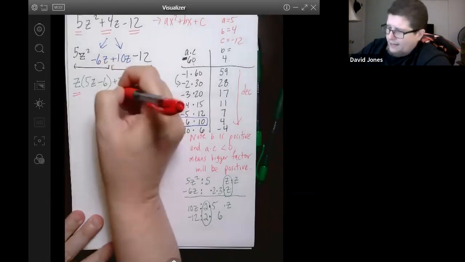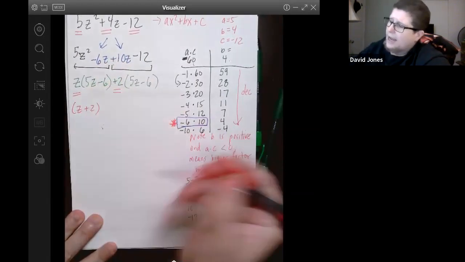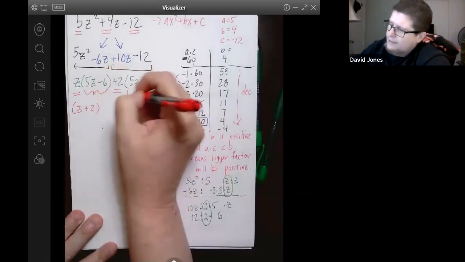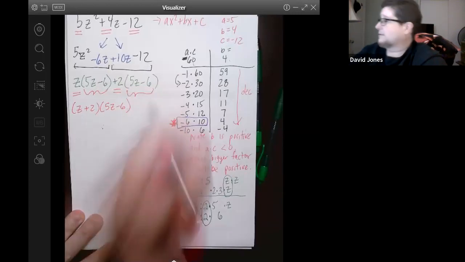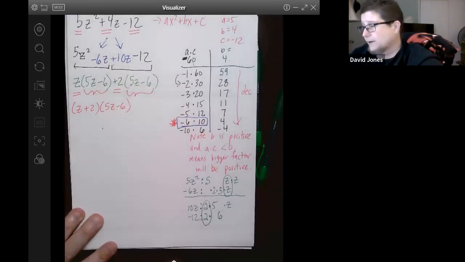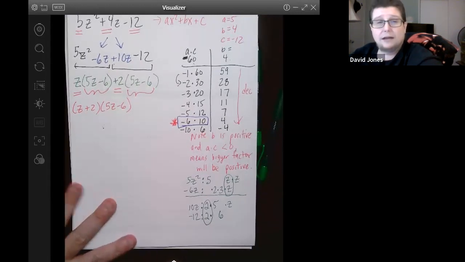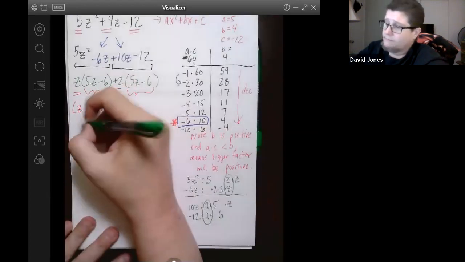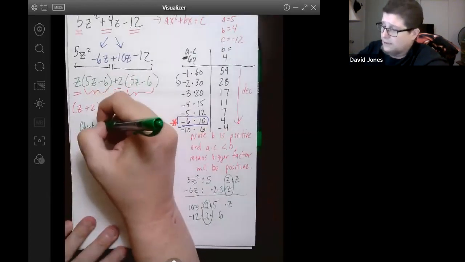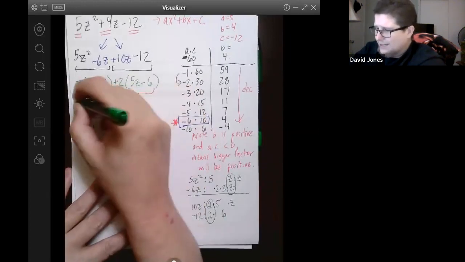My GCF goes in one parentheses, z plus 2, and the repeating parentheses makes another parentheses, 5z minus 6. That's what 5z squared plus 4z minus 12 factors into. We can check. Let's check it. So that's the answer. That's the factored form.